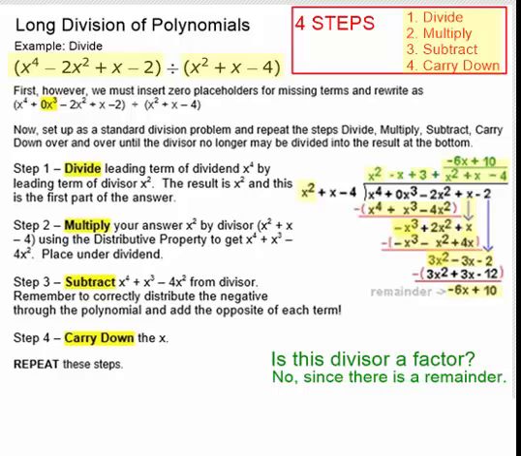And I ask the question, is this divisor a factor? Well, the answer is no, because there's a remainder that's not equal to 0. Only if you have no remainder or a 0 remainder is the divisor a factor.